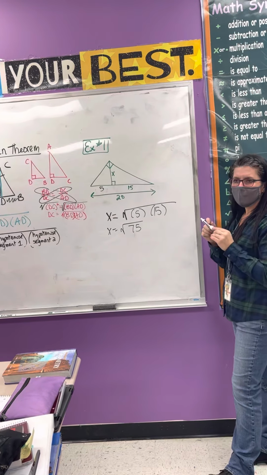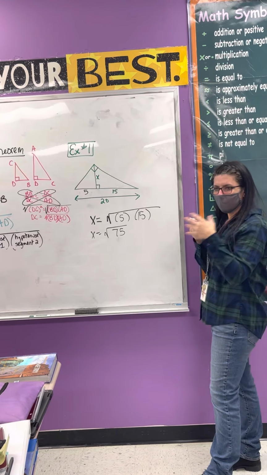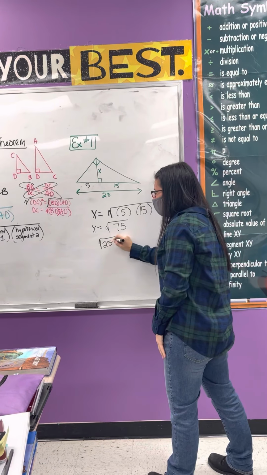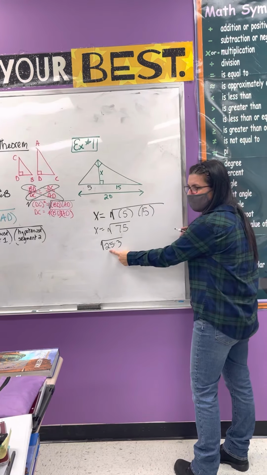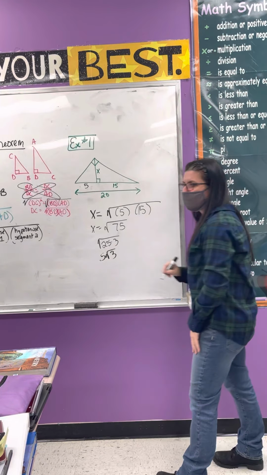From here, I want to practice simplest radical form. What's the perfect square under there? 25. Hopefully that jumps out at you. So we can break this down into 25 times 3 because 25 is a perfect square. So simplest radical would be 5 square root of 3.